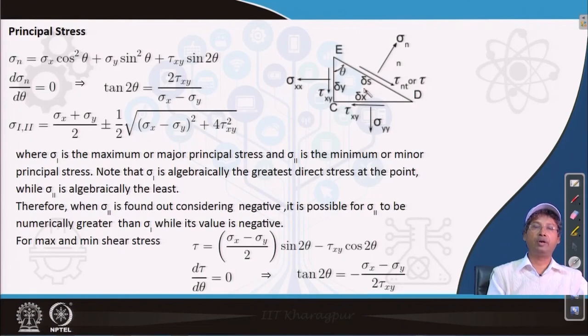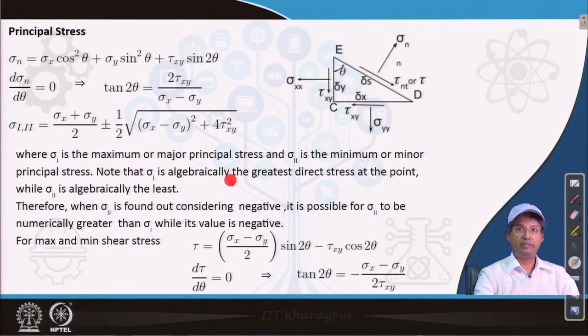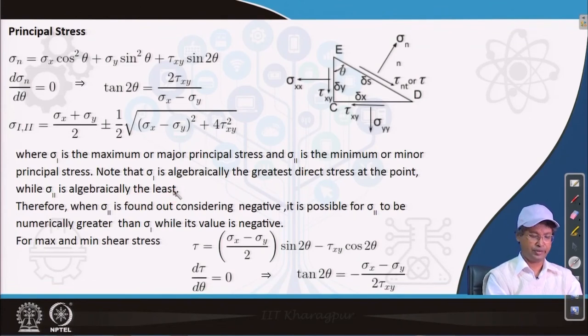with possible combinations of orientation of the axis system, different orientations of the plane where we are trying to find the normal stress, where sigma 1 is the maximum or major principal stress and sigma 2 is the minimum or minor principal stress. So, these major and minor terms are used popularly. Note that sigma 1 is algebraically the greatest direct stress at that point, since it has a plus sign, while sigma 2 is algebraically the least. Therefore, when sigma 2 is found considering the negative sign, it is possible for sigma 2 to be numerically greater than sigma 1 while its value is negative.